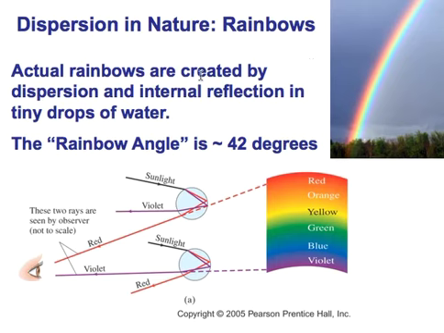So here is nature's prism, the rainbow. So actual rainbows are created by dispersion and internal reflection in tiny drops of water up in the sky, which you probably all know. What you probably don't know, perhaps, is that there's a special angle for rainbows to form from water droplets, which is 42 degrees. And I believe there's going to be a homework problem coming up for you to calculate the so-called rainbow angle. So here in this picture we see a diagram, not to scale, of how the rainbow forms.